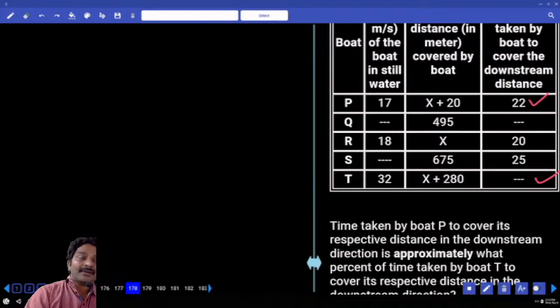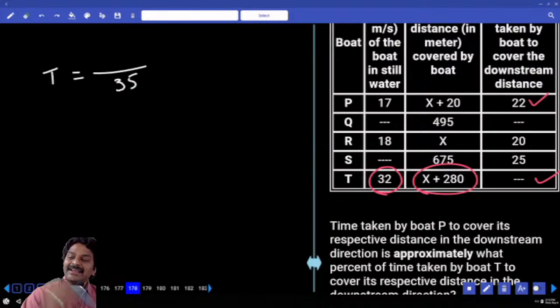Now, what is the S value? 3. What is the man speed in still water for boat T? 32 plus 3, so the downstream speed is equal to 35. Time taken by T to cover distance x plus 280. What was the x value we got? 420 plus 280, 700 meters covered with the speed of 35 meters per second in downstream. So the time taken is 20.